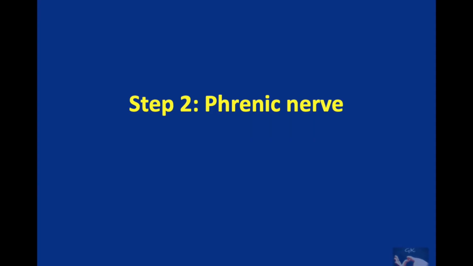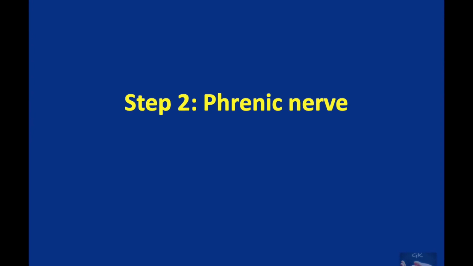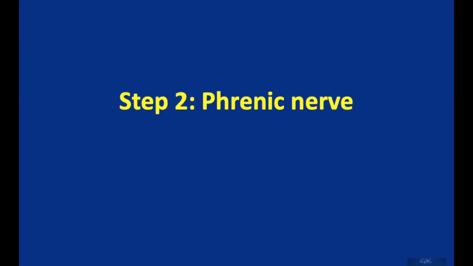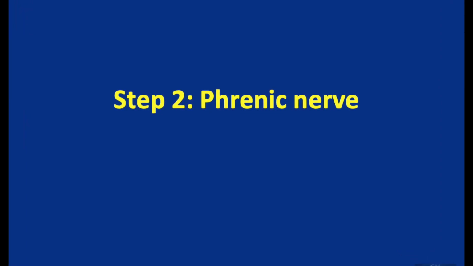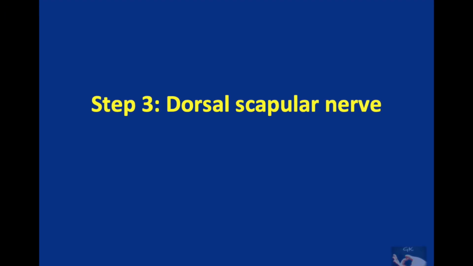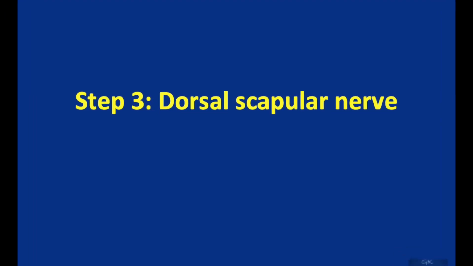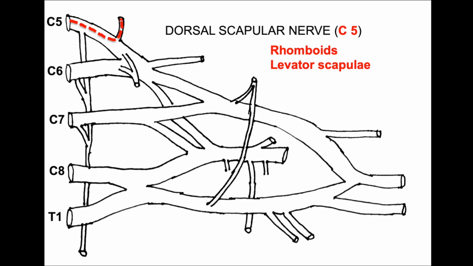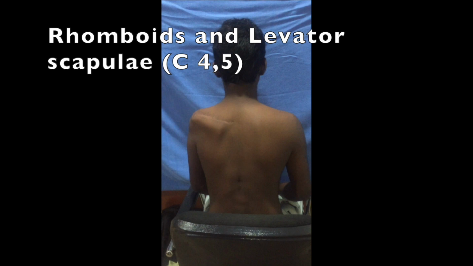Clinical examination of the phrenic nerve would be by percussing in the intercostal spaces during inspiration and expiration, but radiological evidence is more confirmatory. The third step of examining the dorsal scapular nerve involves testing the rhomboids and the levator scapulae. When there is a paralysis of the rhomboids and levator scapulae, there is a difference in the position of the scapula. You will note here that on the affected side, that is the left side, the scapula has moved laterally and the inferior angle is also rotated laterally.